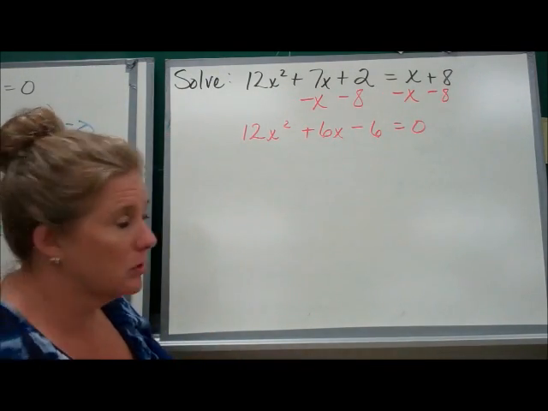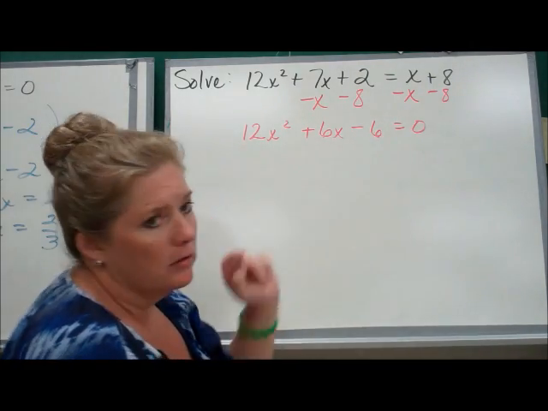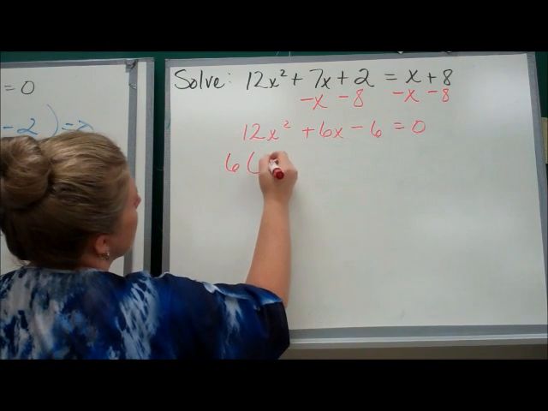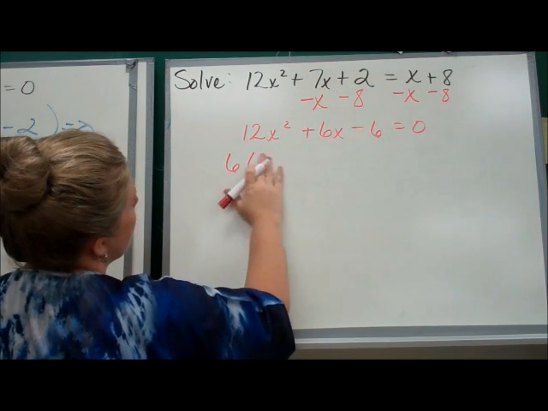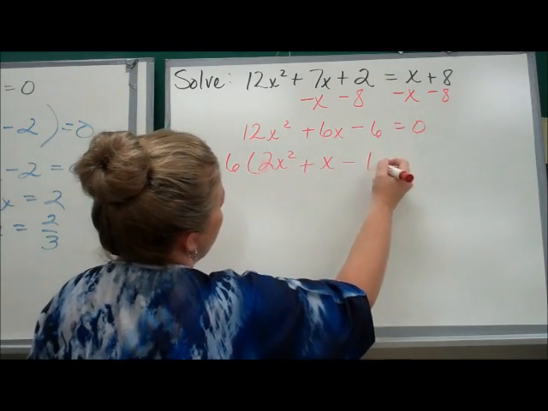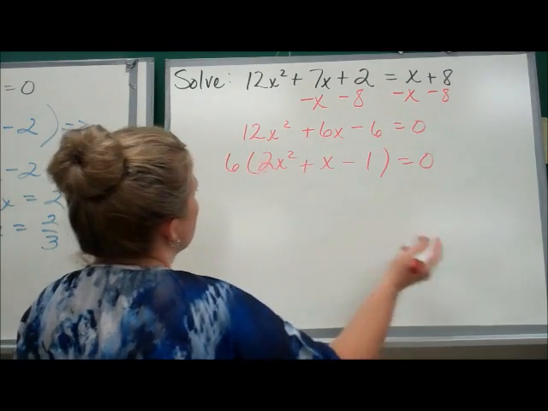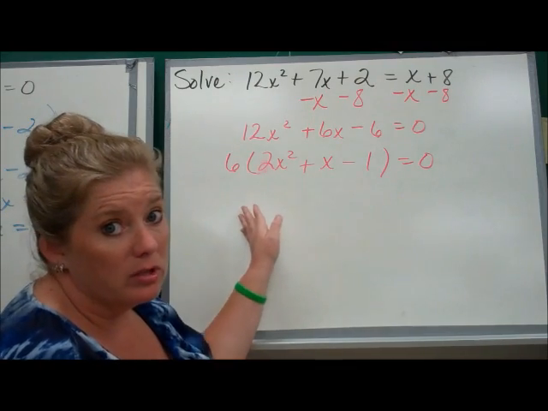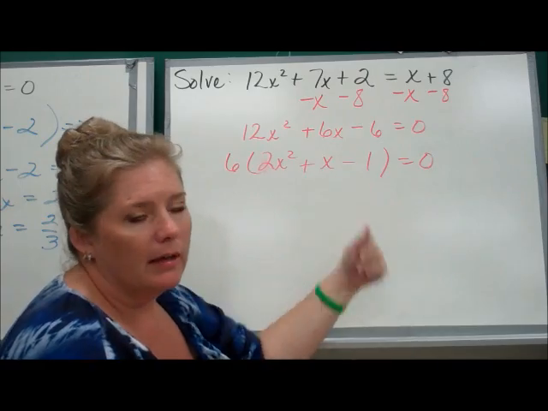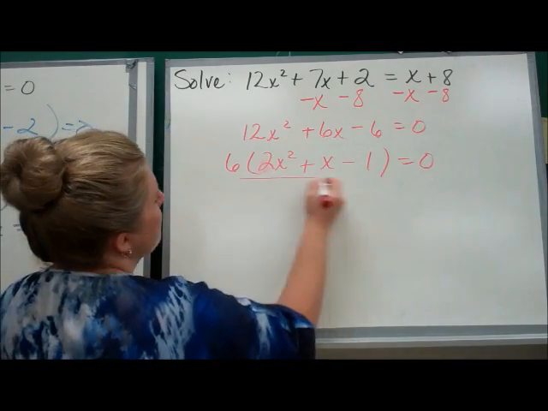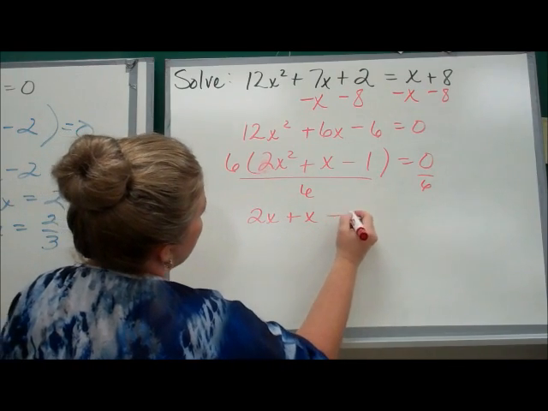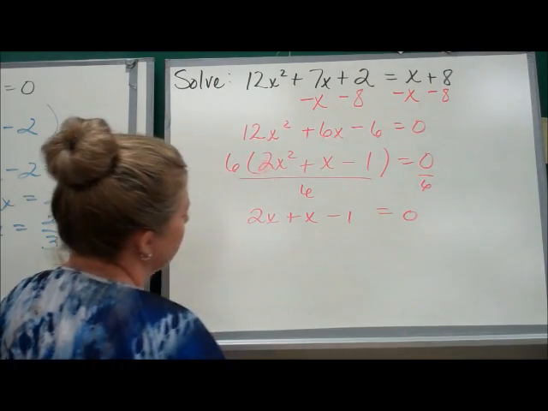Now we start our factoring. Greatest common factor. We have one. Very nice. Factor out a 6. It's going to be 2x squared plus x minus 1 equals 0. Well, you know what? Since we're solving, we're just going to divide by 6. Well, what is 0 divided by 6? Oh, yeah, 0. So when we divide by 6, we get 2x squared plus x minus 1 equals 0.